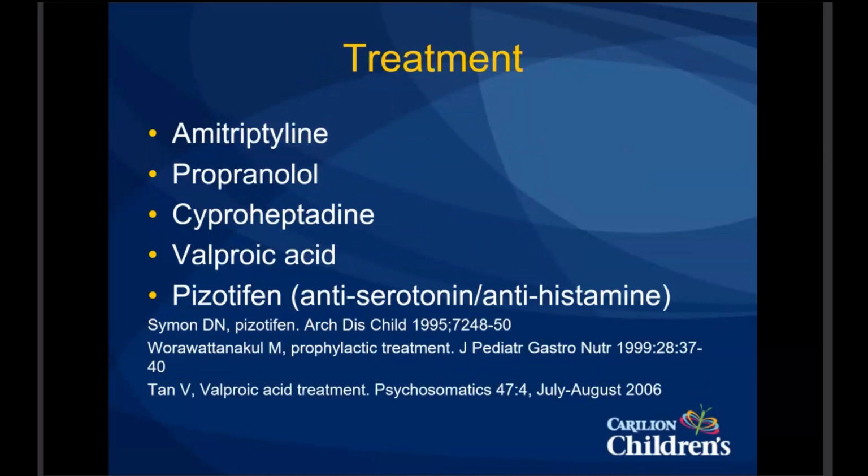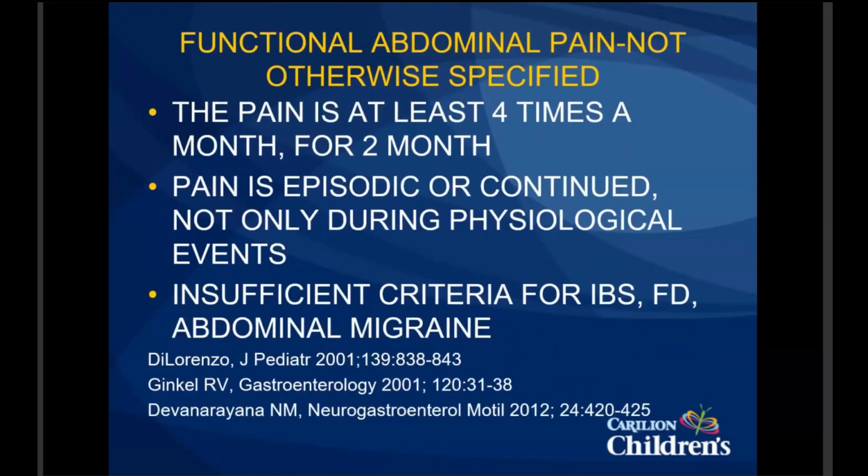Let's talk about functional abdominal pain syndrome. This is what we see mostly in our practice, the garden variety patient with abdominal pain. The pain is at least 4 times a month for at least 2 months. The pain may be episodic or continuous, and it may not necessarily be related to physiological events. For example, if a lady has a menstrual cycle, they may have pain, but it's not only then. They may have very erratic pain, and there may be stressors involved. Some patients will not necessarily complain of stress when they're having this pain. And again, there are insufficient criteria for irritable bowel, functional dyspepsia, or abdominal migraine, which is what classifies functional abdominal pain syndrome.